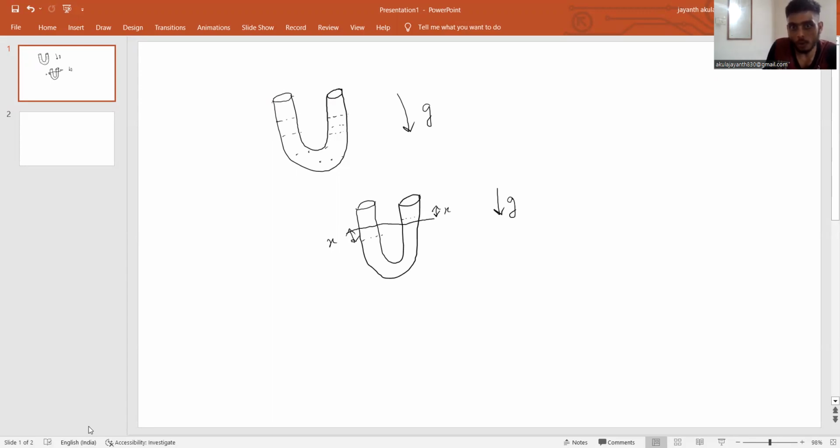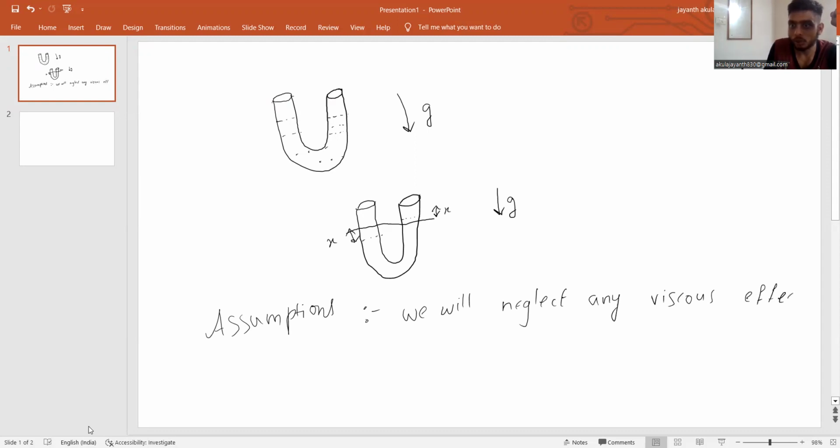Now, how can we prove that this is an oscillatory motion, an SHM motion? And how can we find out the time period? Let us do that. First, we'll discuss the assumptions. We will neglect any viscous effects. That means we are going to neglect heat loss and surface tension effects.